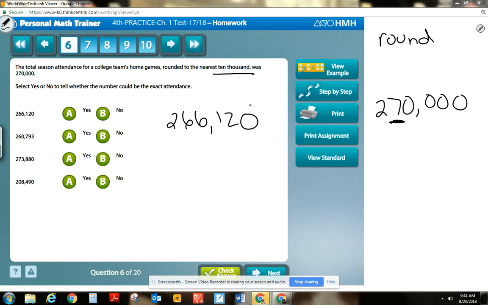266,120. 10,000s place: ones, tens, hundreds, thousands, 10,000s. I look to the right. It's 5 or more. I raise the score, and I hold the spot. Okay. So yeah, that could be it for sure. All right. How about this one?